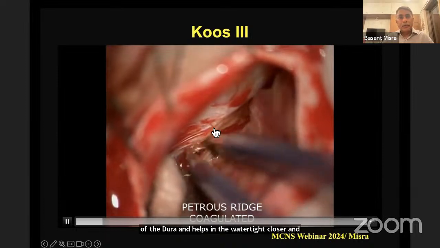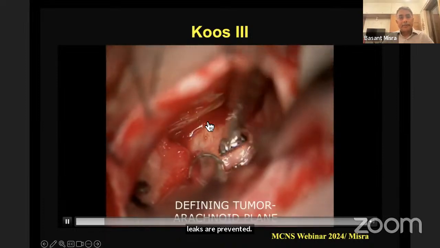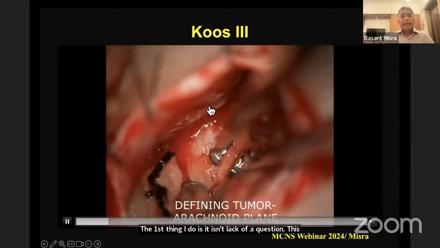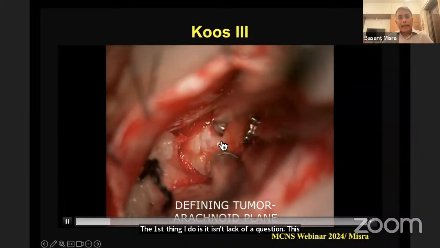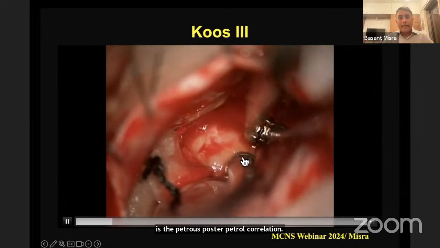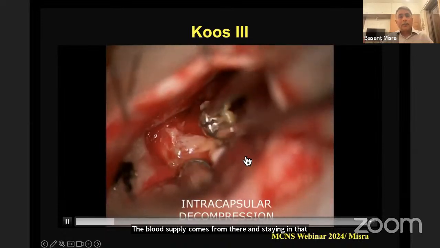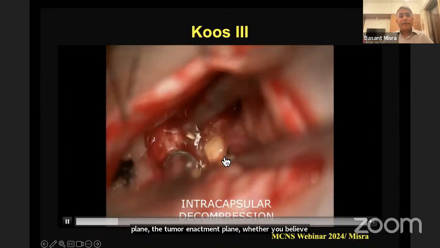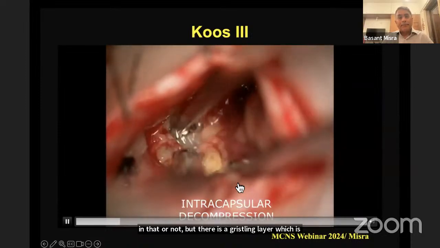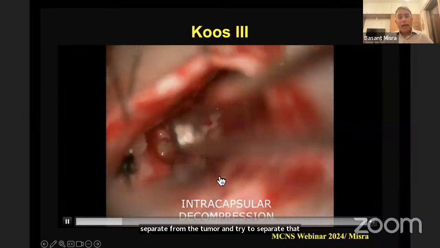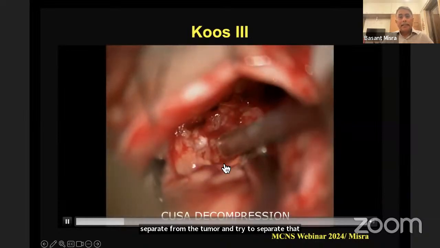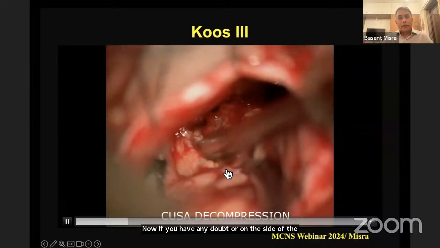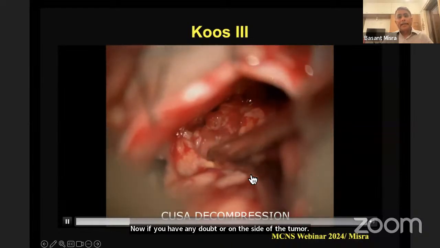The first thing I do, this is in lateral position, is the petrous, posterior petrous coagulation. The blood supply comes from there. Stay in that plane, the tumor arachnoid plane, whether you believe in that or not, but there is a glistening layer which is separate from the tumor. Try to separate that glistening layer. Now, if you have any doubt, err on the side of the tumor. You can always come back and take the tumor out. Don't err on the side of the glistening membrane.